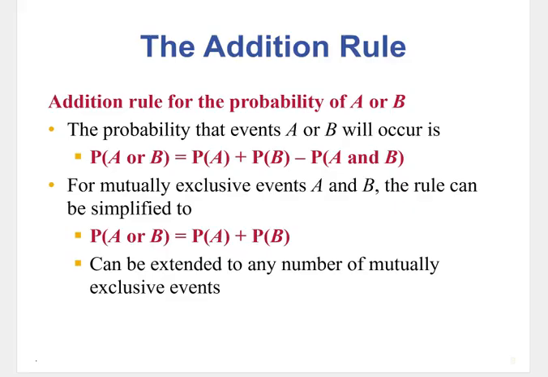Now, if the events are mutually exclusive, then the probability of A and B will be 0 because there will be no events that will qualify as both event A and event B. So in that case, the formula gets shortened a bit. But if they are not mutually exclusive, you will have to use that formula at the top.